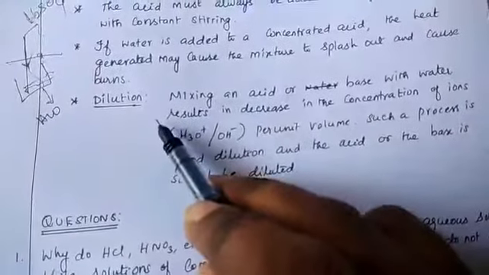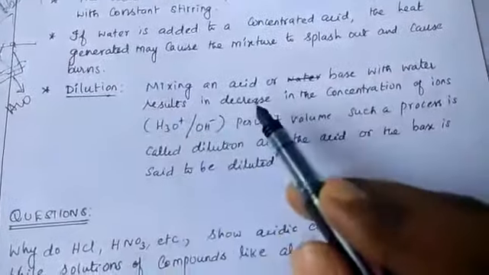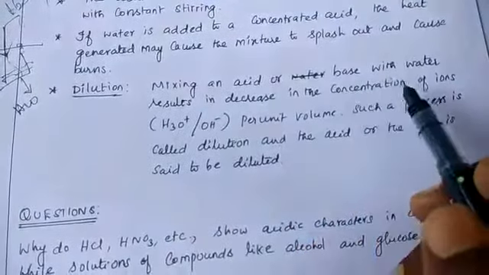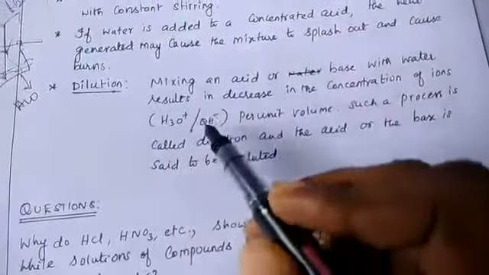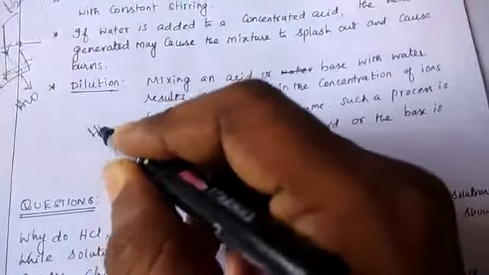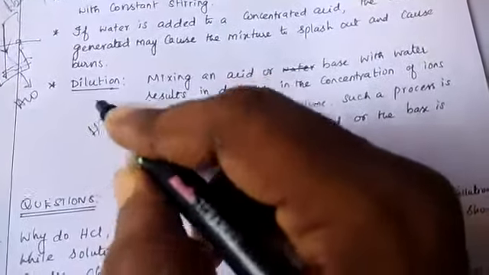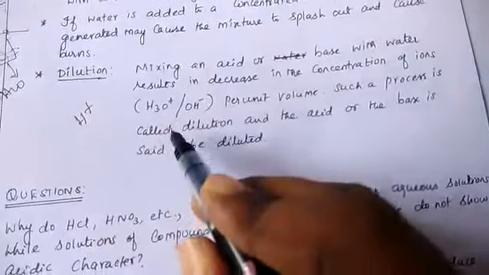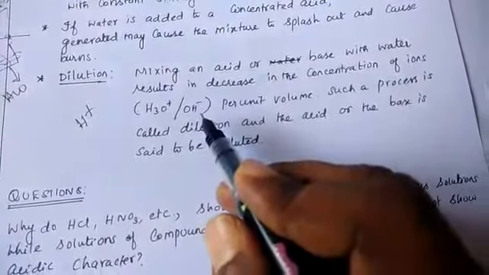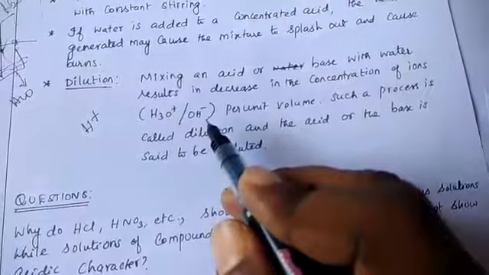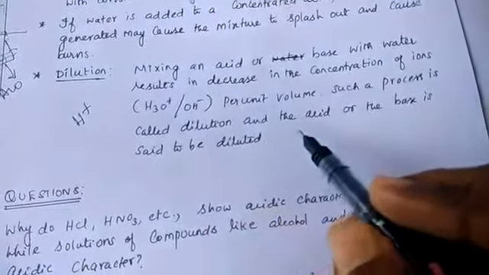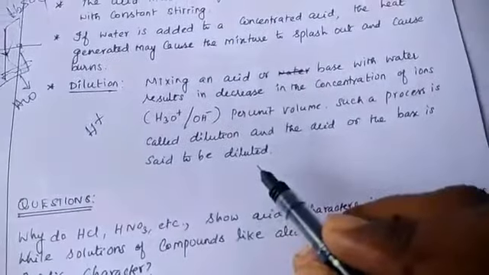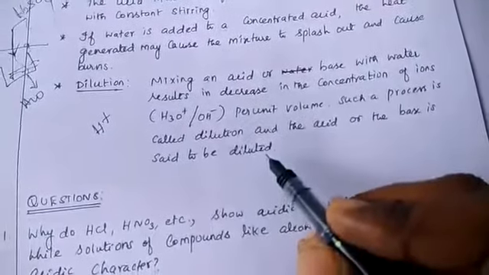Next, dilution. Definition of dilution: mixing an acid or base with water results in a decrease in the concentration of ions per unit volume. When an acid is dissolved in water, the H plus ion, that is the H3O plus ion, concentration decreases. For a base dissolved in water, the OH minus ion concentration decreases. Such a process is called dilution, and the acid or base is said to be diluted.